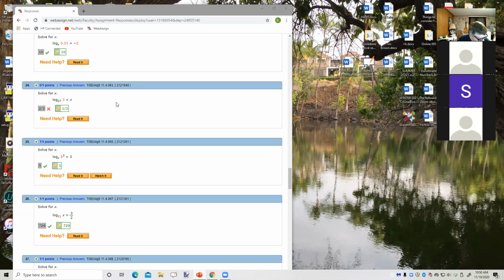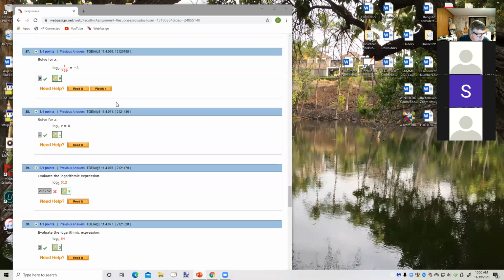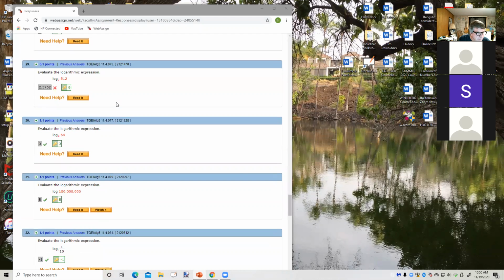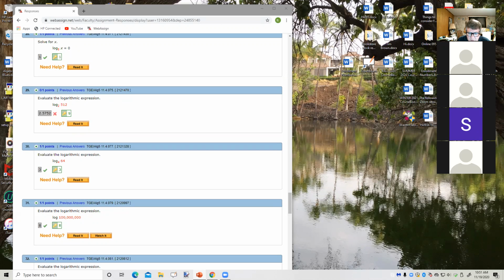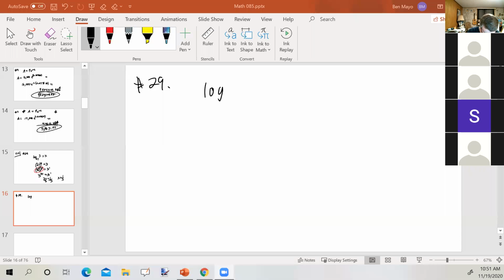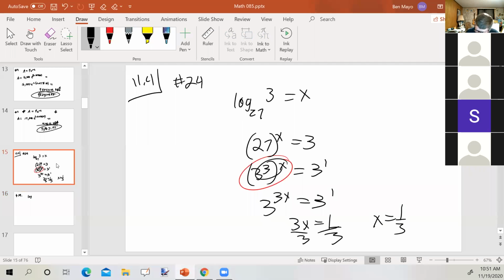Okay. Let's see. 29. Number 29. It says evaluate the logarithmic expression. Mr. Nail, we can't see the white screen. Oh, sorry. And you couldn't see it before either? My bad. No. Okay, let me go back here. So back to this one. Can you see that now?